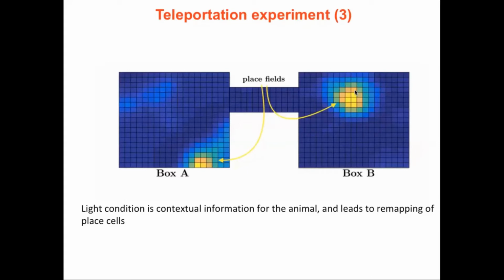Okay, so as you see, the difference in light conditions between the two boxes and the fact that the corridor is quite long leads to the phenomenon of remapping I mentioned yesterday. That is, the place fields do not occupy the same spot relative to the walls of the two boxes, even if the two boxes are identical.